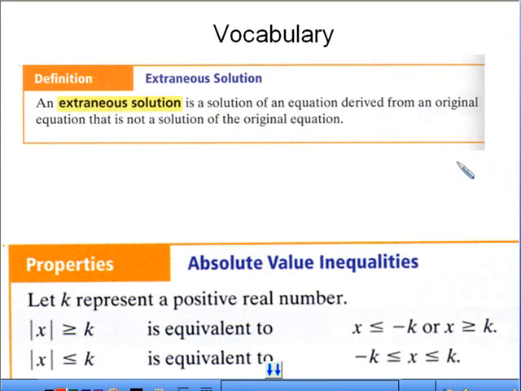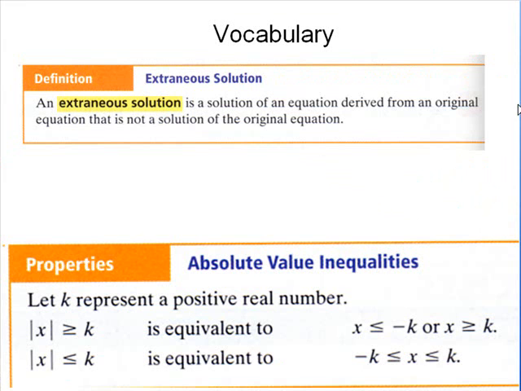Now a few key vocabulary for the lesson. The first one is extraneous solution. Just think of an extraneous solution as a solution that doesn't work, and because it doesn't work, it can't be considered one of the possible solutions. So just keep that in mind. An extraneous solution is an answer that we come up with, but when we check it, it doesn't work in the equation, so it can't be considered a solution.